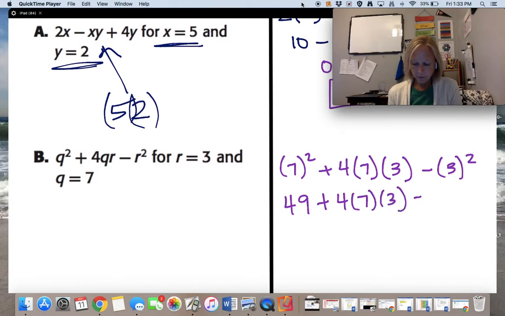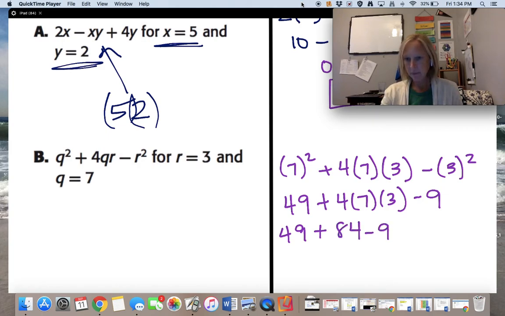3 squared is 9. No radicals. Now I've got some multiplication to take care of in the middle here. 49 plus 4 times 7 is 28. I'm going to grab my calculator. 28 times 3 is 84.